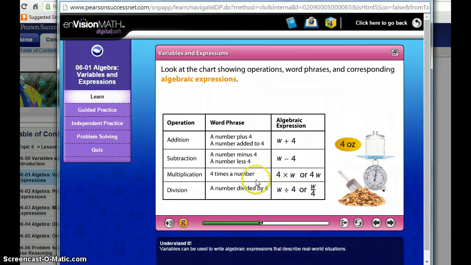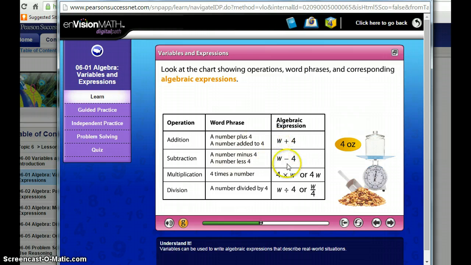Okay, so let's take a look at this chart a second. An addition expression, a subtraction expression, a multiplication expression, a division expression. A number plus 4, where W stands for some number we don't know, plus 4. Does this letter always have to be W? No. Maybe you want to call it N for number. N plus 4. That's fine too. Or a number added to 4, 4 plus N, or plus W, plus a number.